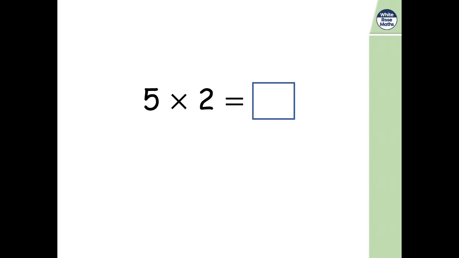So 5 groups of 2, make it. What do you have? Pause now while you make it, and then see if you can find the answer. 10. 2 groups of 8. Now remember, you can do that as 2 groups of 8 or 8 groups of 2. Use your resources to help you work it out and find the answer. Pause now.